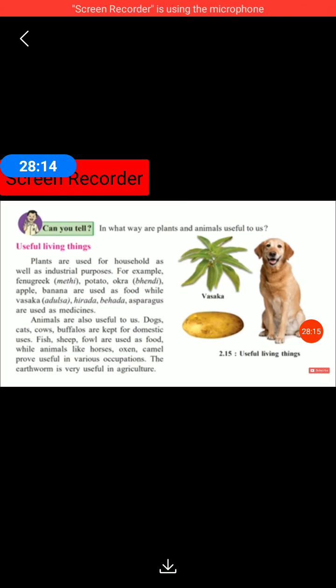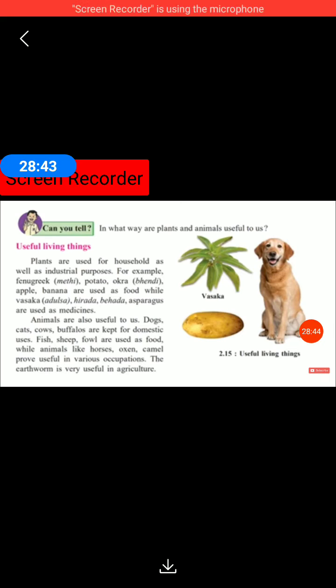Now what are the animals that are beneficial for us? Dogs, cats, cows, buffaloes are kept for domestic uses. Dogs are useful for us. Then buffaloes, what is beneficial to us? It gives milk to us. Fish, sheep, fowl are used as food, while animals like horses, oxen, camels prove useful in various occupations. Yes, they have been used for occupation.